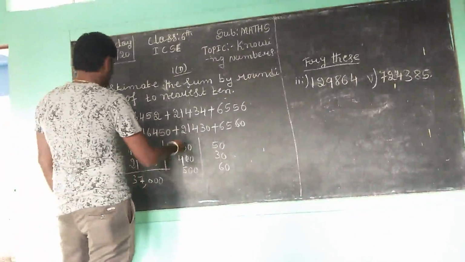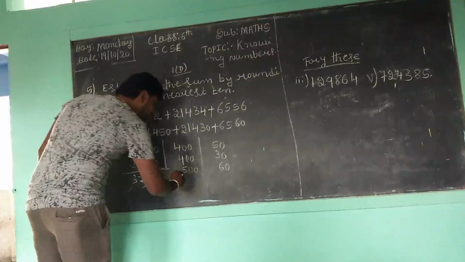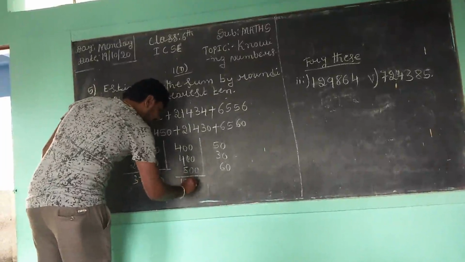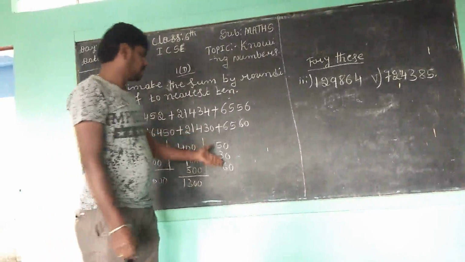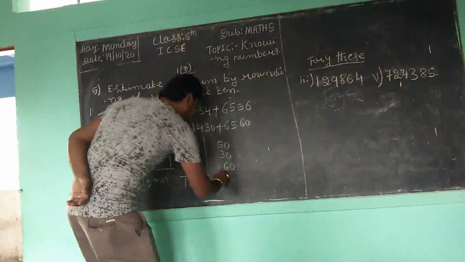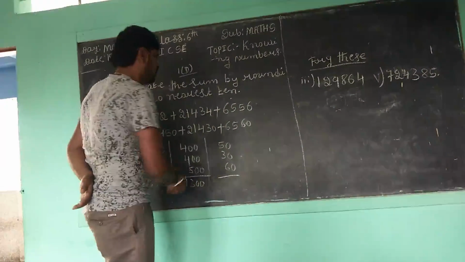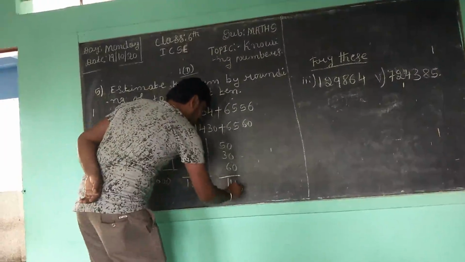So here 4 plus 4 is 8. 8 plus 3 is 13,300. Correct, children? Here also you can add. How can you add this also? 1,100 plus 60 plus 50 is 110. 110 plus 30 is 140. Children, you can add both.